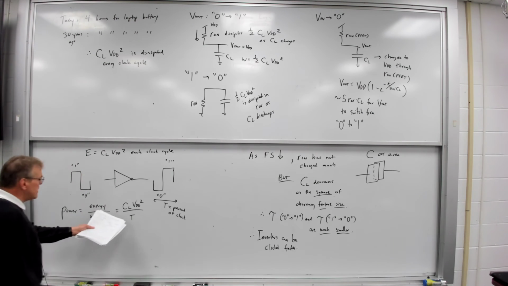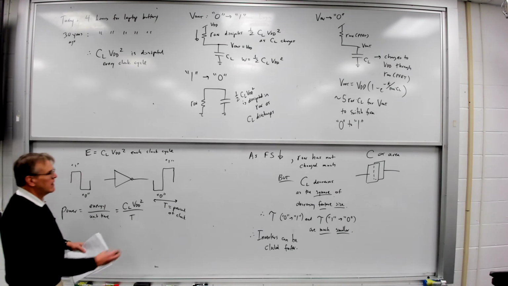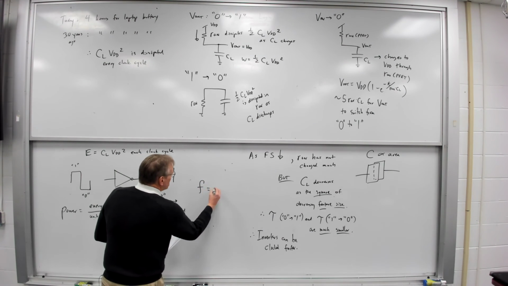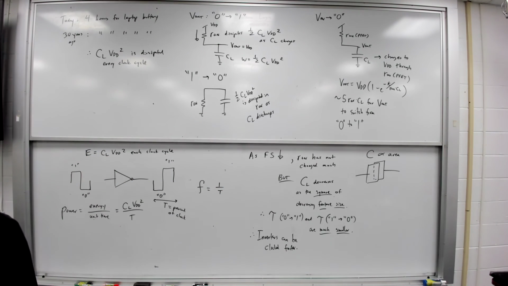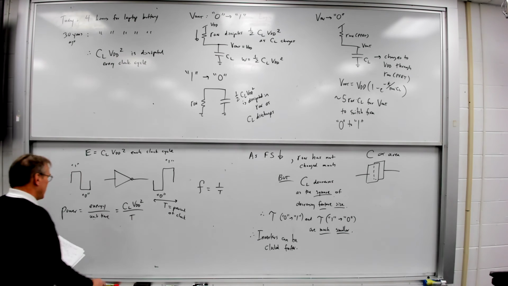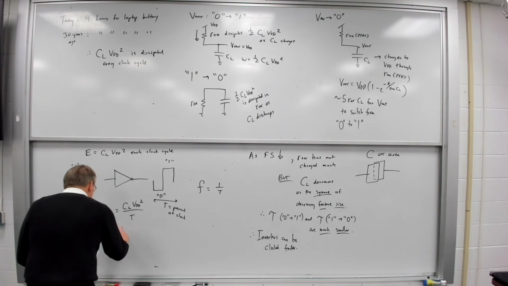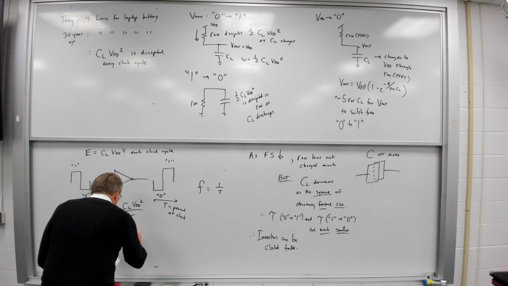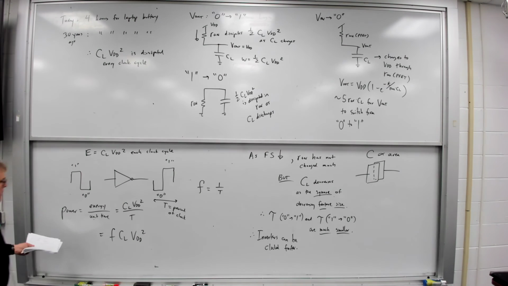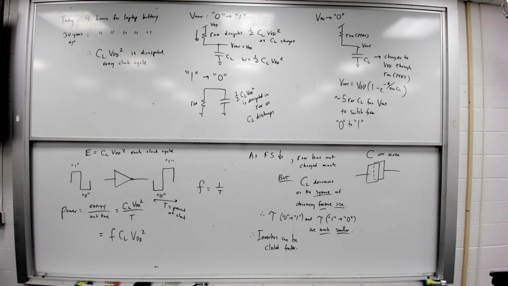And what is frequency? Well, frequency is equal to the inverse of period. Right? Once again, basic definitions. And therefore, power must be equal to the frequency times the capacitance times VDD squared. That is the power that is dissipated by that inverter.